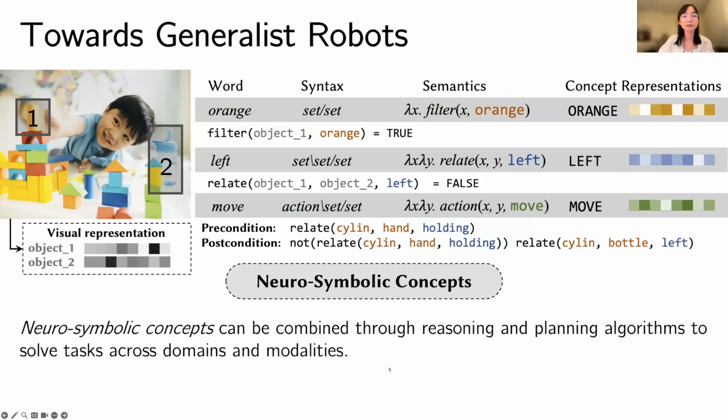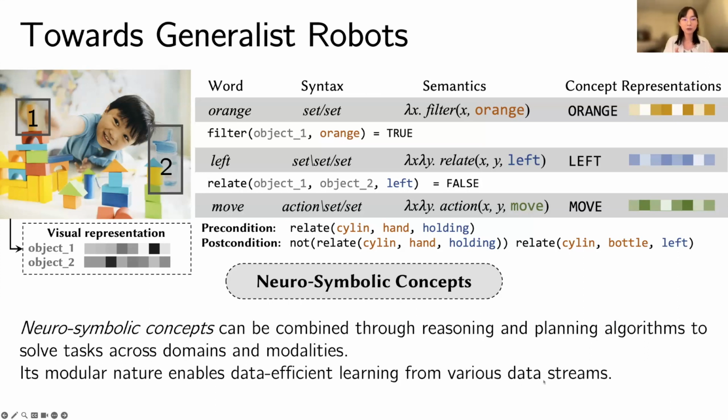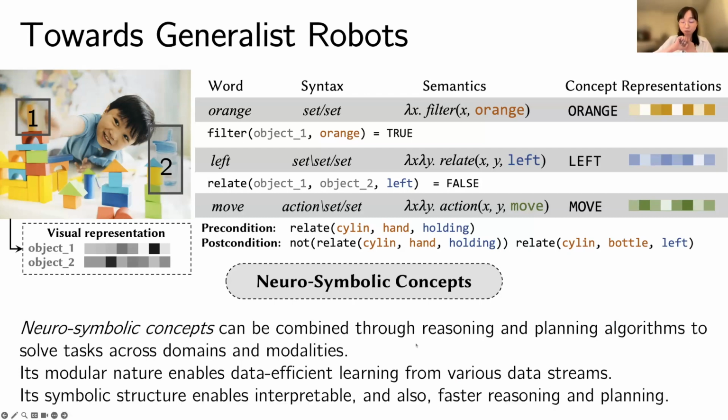There are two important aspects of this kind of representation and our learning paradigm. First of all, the modular, neurosymbolic nature of things enables us to do data efficient learning from various data streams and combine them together, for example, from images, from videos, and from text. And second of all, the symbolic structure of the model enables interpretability, but also, more importantly, something that a lot of the time we care more about: faster reasoning and planning when actually trying to solve tasks. So here's the end of my talk, and thank you all for listening.